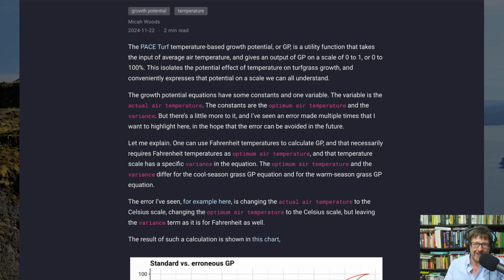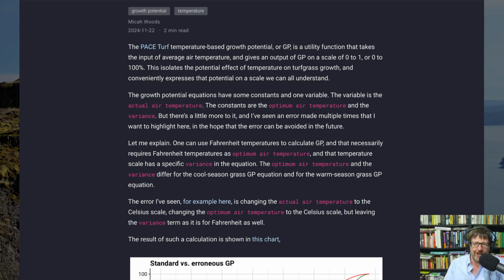And it is something that is quite simple. And then it allows people in the UK or in Australia or in Canada or in the United States to say that their growth potential was 50%, or their growth potential was 10%, or their growth potential was above 80%. And we don't have to worry about the exact temperatures. We can just express everything in terms of something that's similar to what the grass may be experiencing.